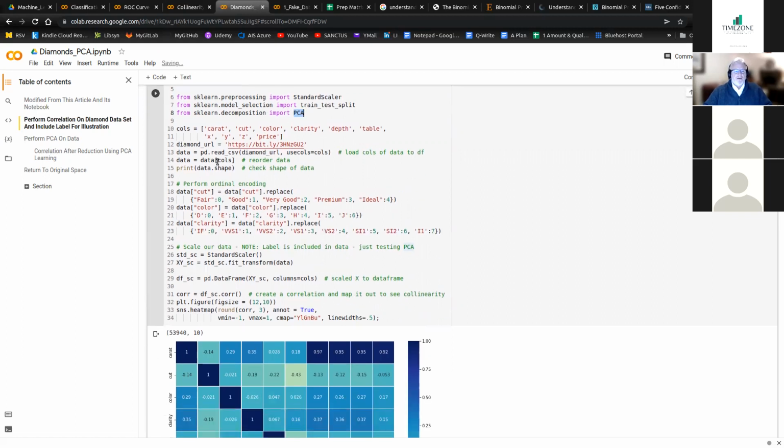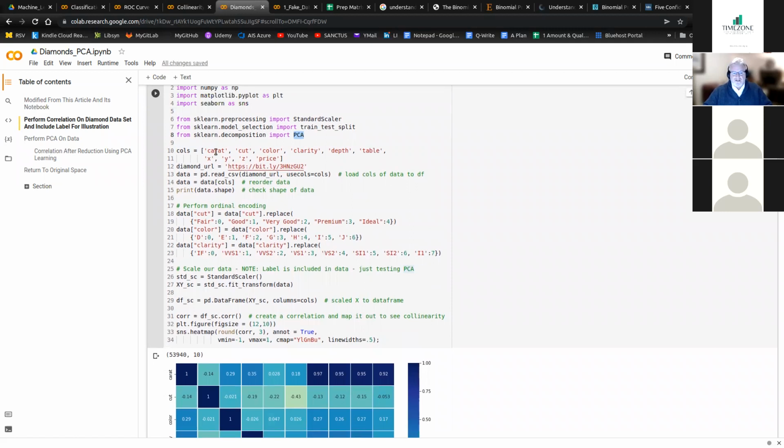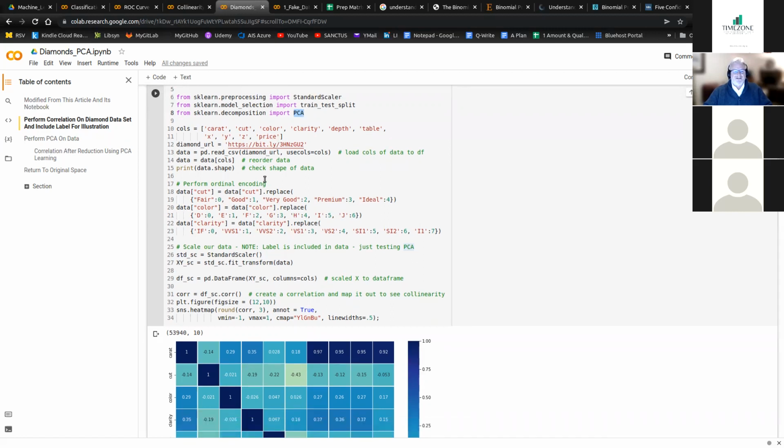Now, the columns for this data set are going to be, this is about diamonds. It's going to be carat, cut, color, clarity, depth, table, X, Y, Z. I don't even know what those are, by the way, but I believe they're XYZ measurements of the widest points of the diamond in a three-dimensional plane. And then the price. And this is our label, just so you know. Now, we've got a URL to get the diamond data. It's been reduced here to make it simpler.